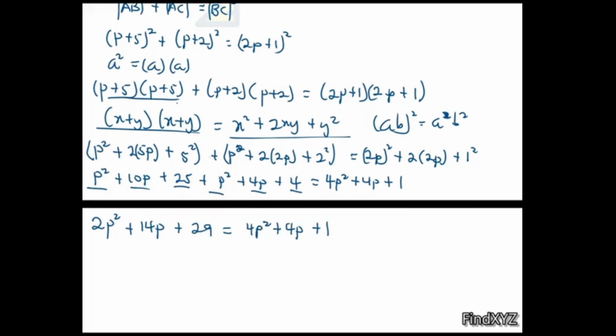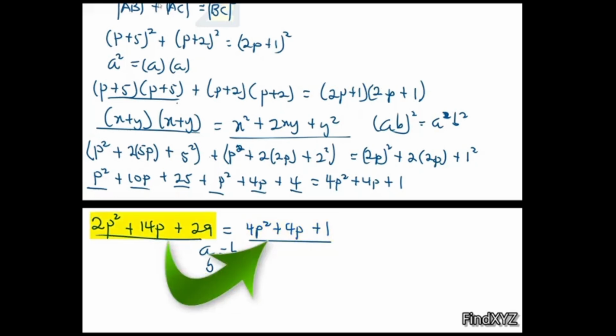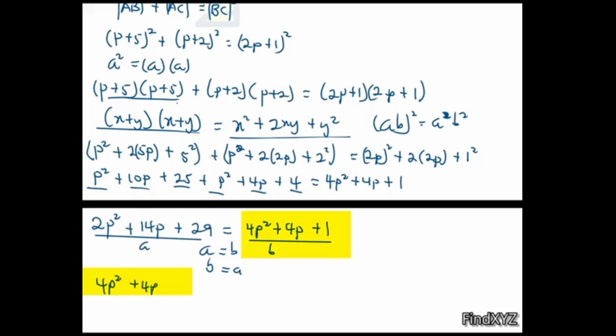Now, because I want this quadratic to be positive, this is what I'm going to do. If A is equal to B, it is the same as B is equal to A. I'm going to pick the terms on the right hand side and bring them to the left hand side, and the terms on the left hand side I'll bring to the right hand side. I'm going to change their position. So let's assume this is A, this is B. I'll pick the whole of B and bring it first. So that is 4P squared plus 4P plus 1 is equal to, then I'll bring A here, which is 2P squared plus 14P plus 29.